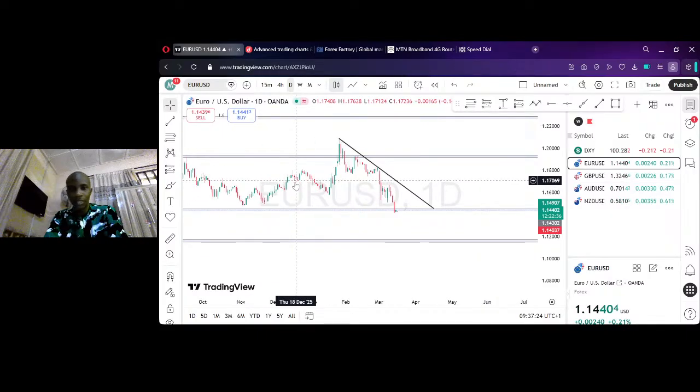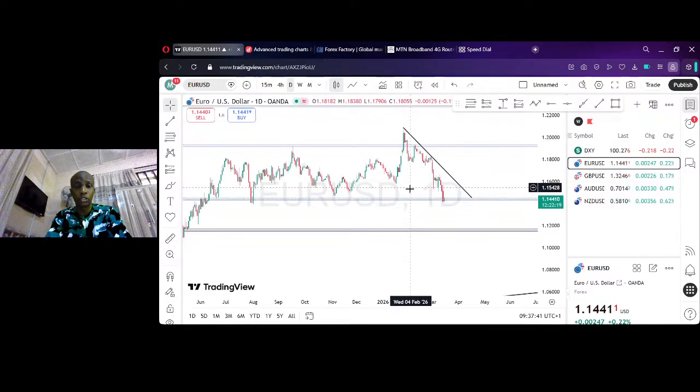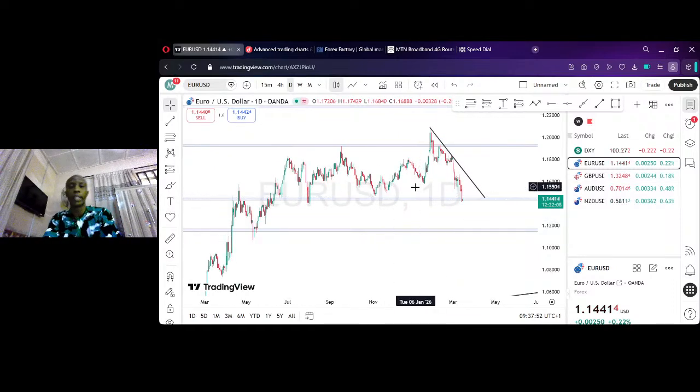Now on Euro USD, I have the Euro USD in front of me on the daily time frame. In my last video on Euro USD, I called for Euro USD to come and test this support level right here, and as you can see, Euro USD is reacting to this support level that is around 1.14400. Price is currently reacting on that level right there. So let's quickly go back to the higher time frame to analyze the market again.